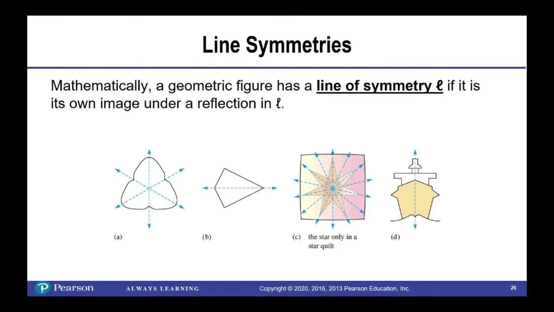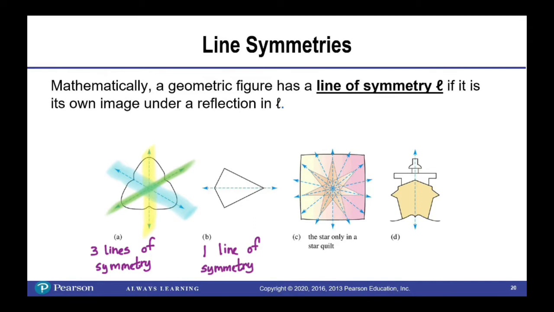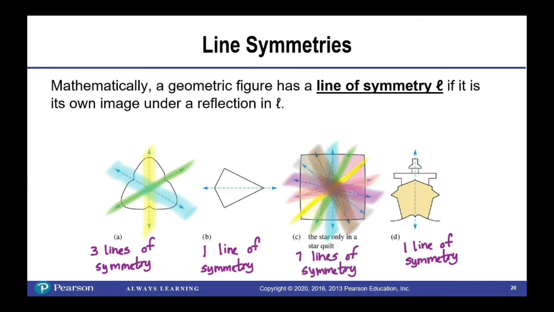Now, let's move and talk about symmetry. One type of symmetry that we have is called line symmetry. Now remember, symmetry means it's the same. So here, notice in figure A, we have three different lines of symmetry. Each of these three lines divides our figure in half. Figure B has only one line of symmetry, as well as figure D. Now look at the star in figure C. As I start counting, I'll notice that there are 7 different lines of symmetry in figure C.